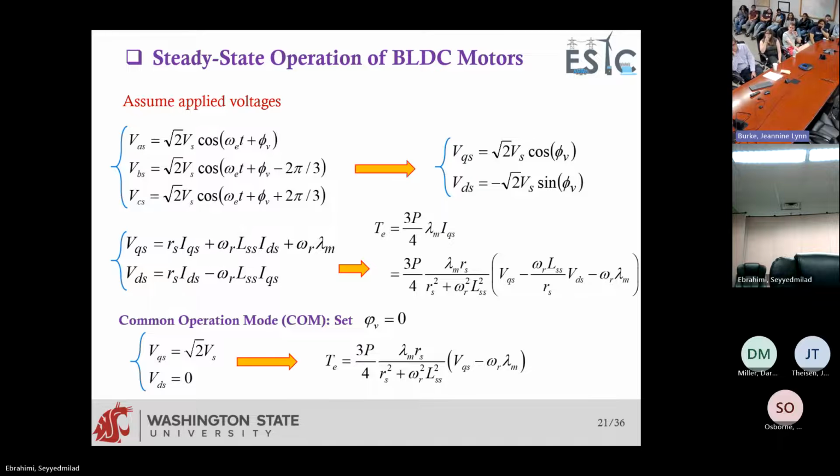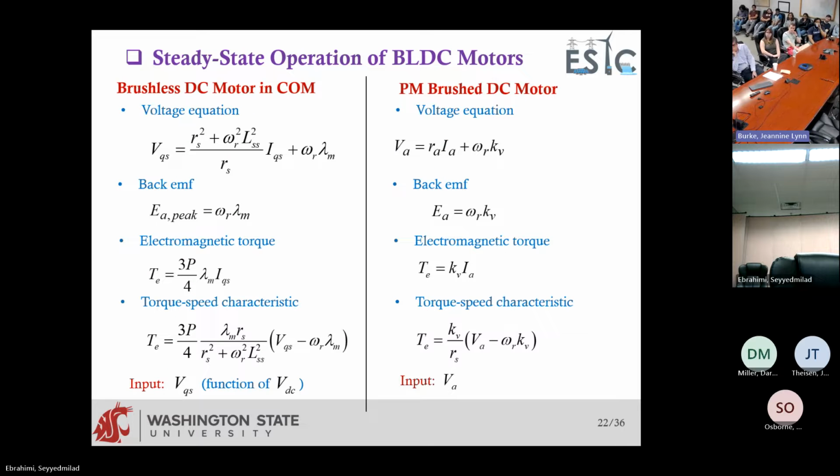Okay, right? So in this case, what happens if I set phi equal to 0? This is called the common operating mode, where phi is equal to 0. In this case, VQ is going to be equal to the peak of the voltage, and VD is going to be equal to 0, like this, right? So the equation will be simplified because the second term disappears. It becomes like this. Let's see how it is analogous to conventional brushed DC machines. So we have this equation also for VQ.